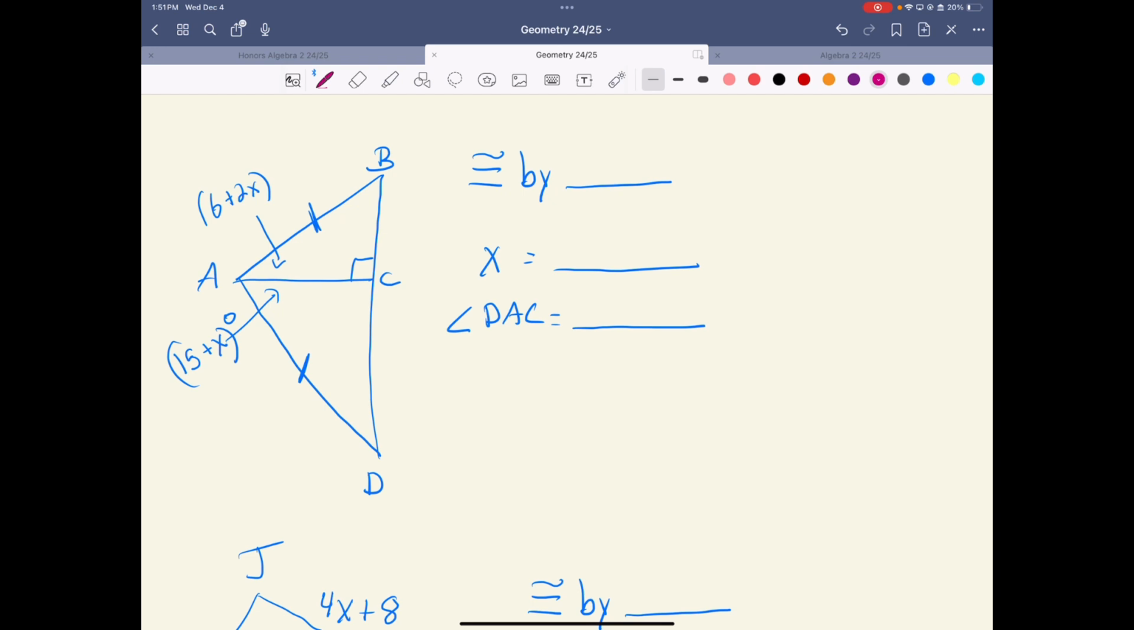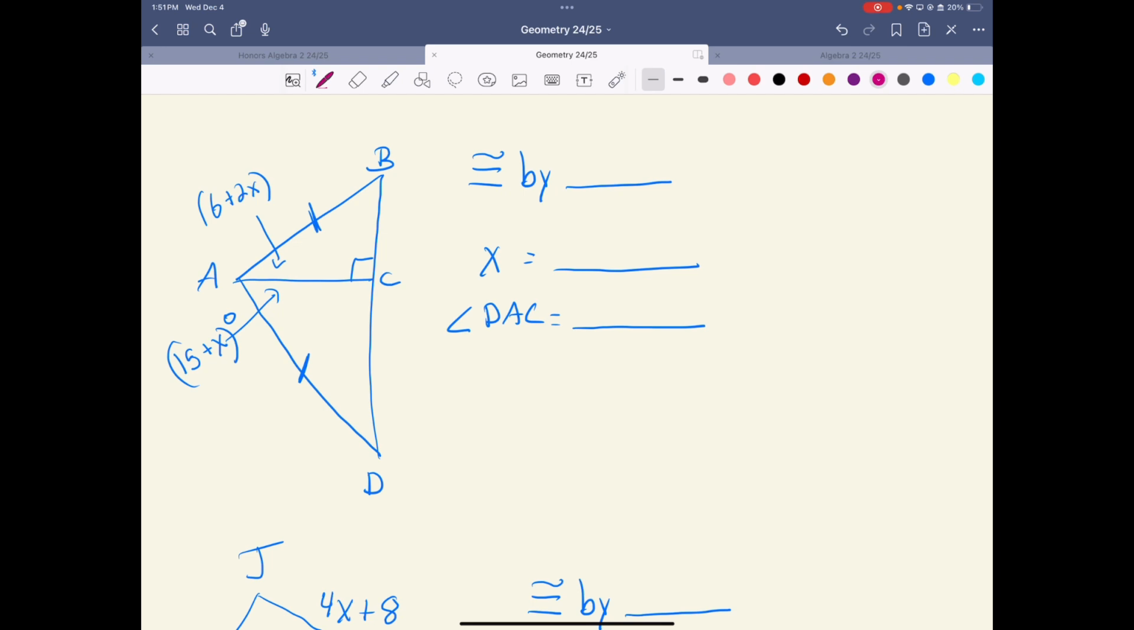So we've got the drawing now. We want to know why they're congruent. So you guys state the reason why, and we'll do the first couple together. Okay, need to state why they're congruent. Then we're going to find the value of x, knowing they're congruent. And then we're going to find the measure of one of the angles.